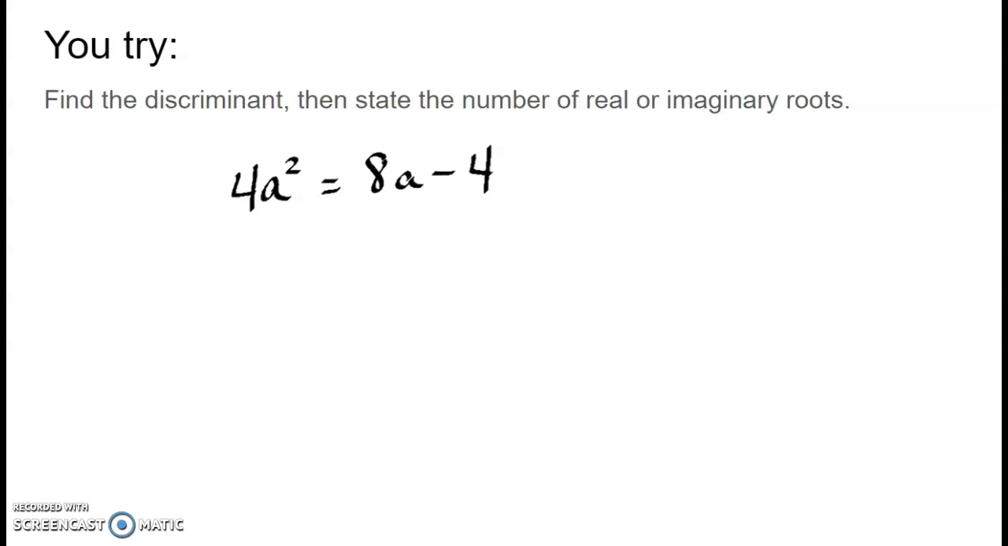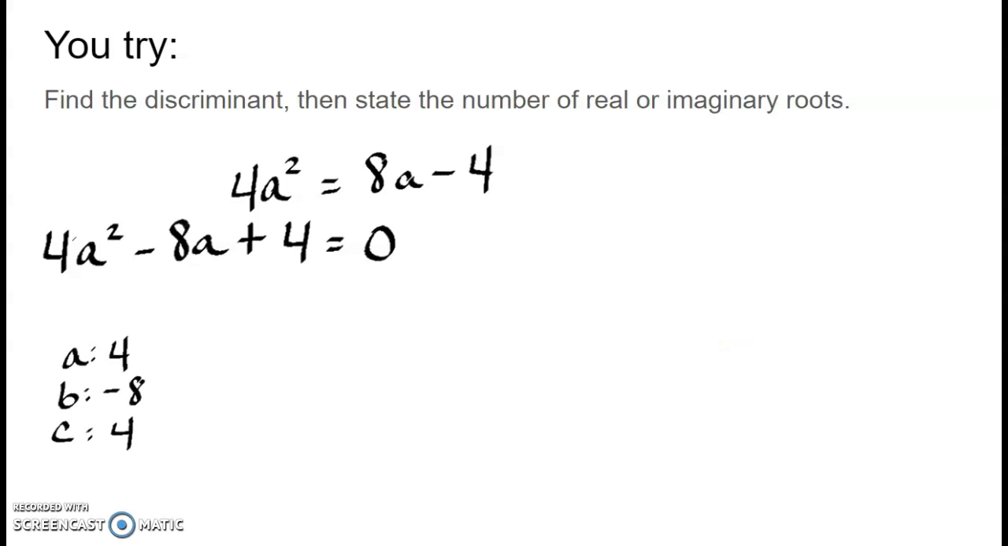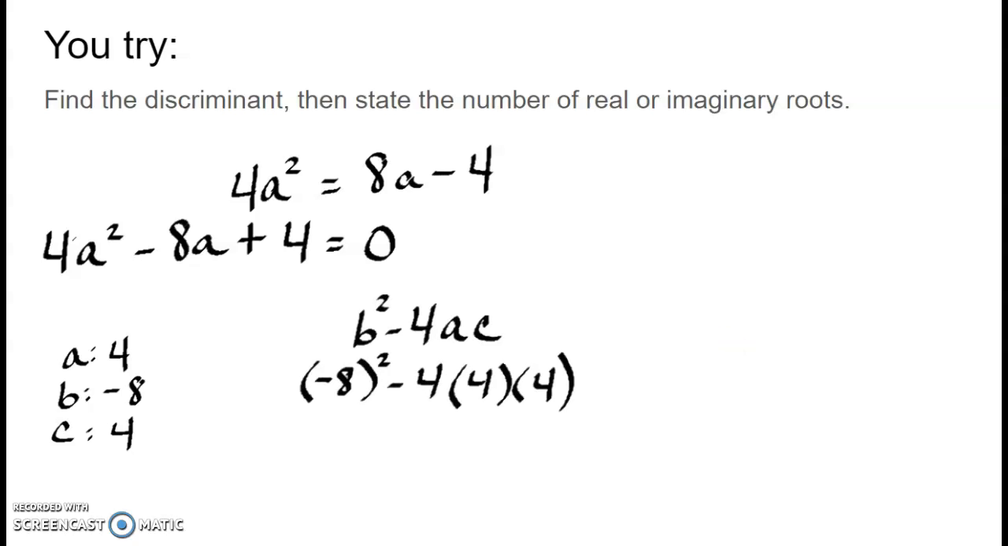And here's the solution for it. So I'm going to move everything over to the left side. I get 4a squared minus 8a plus 4. Plug in 4 for a, negative 8 for b, and 4 for c. So I get negative 8 squared minus 4 times 4 times 4.